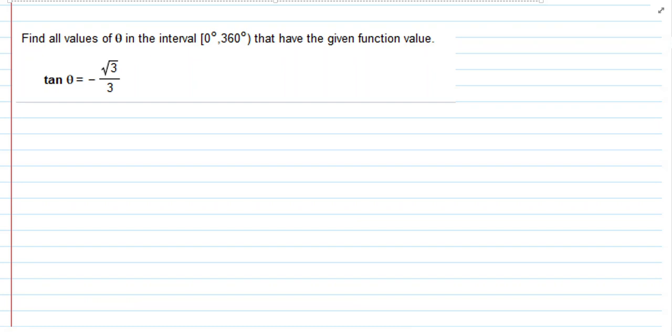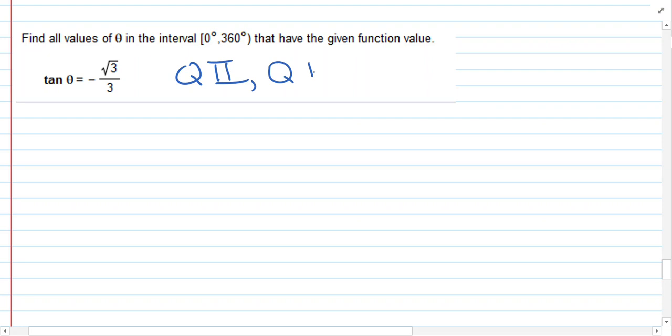All right. Well, that meant it's negative, so it could be in quadrant 2 and quadrant 4, because quadrant 2 is negative and positive, and quadrant 4 is positive and negative. That's the only way I can get a tangent. Well, this looks like a rationalized function, right?